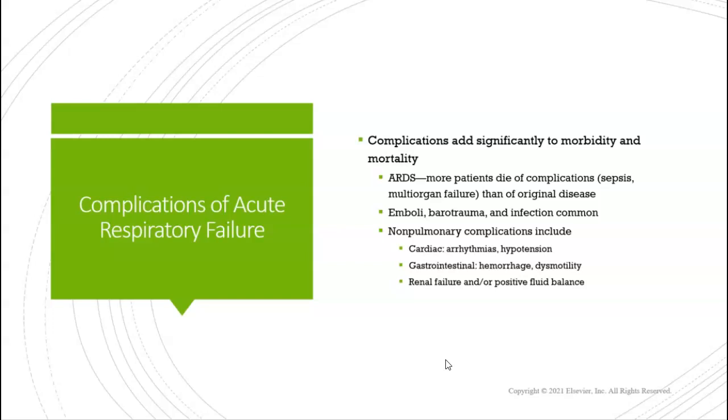Emboli, because patients that are on ventilators in the ICU are usually very sedentary. They're at risk for developing emboli, so we want to reduce our risks of those by prophylactically treating for DVTs, or deep vein thromboses. We want to make sure that we're very conscientious about the amount of pressure we're applying to the lungs so we don't create barotrauma. We already talked about infection, and then there's a host of non-pulmonary complications that can be cardiac in nature. We can cause arrhythmias or hypotension with applying too much pressure to that thoracic cavity.